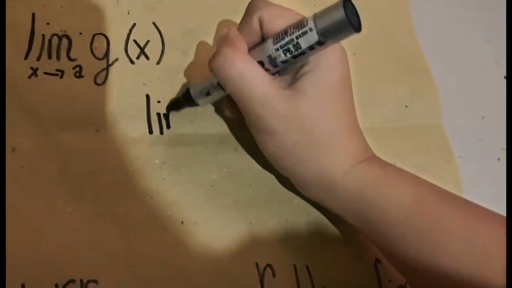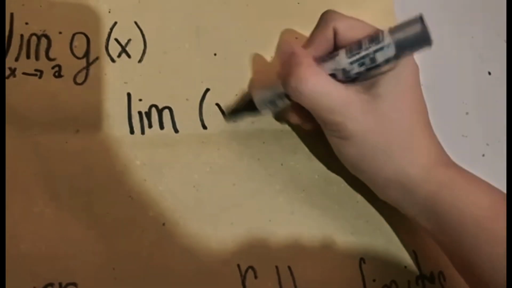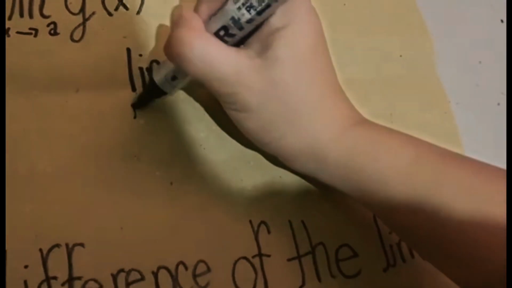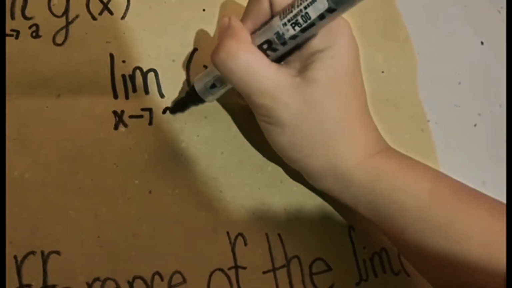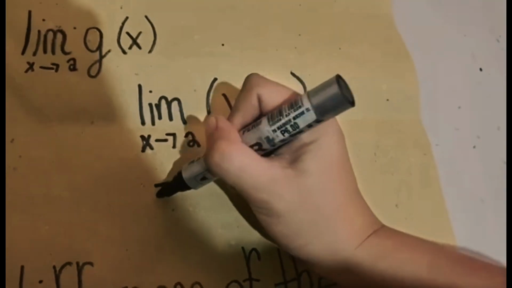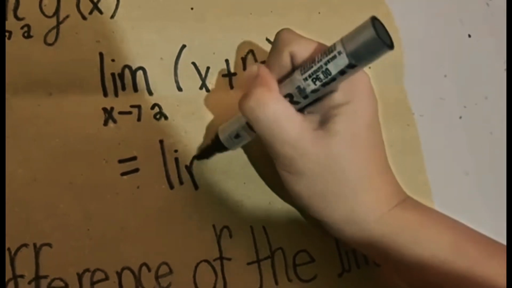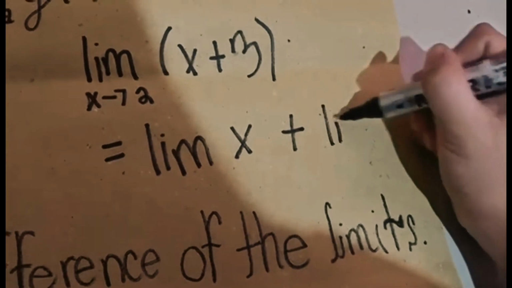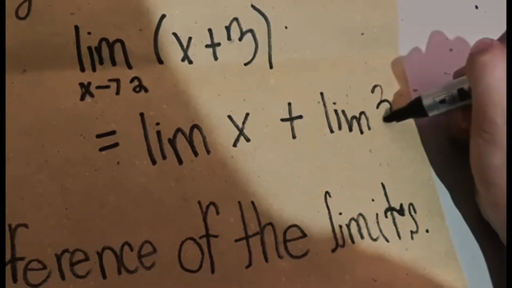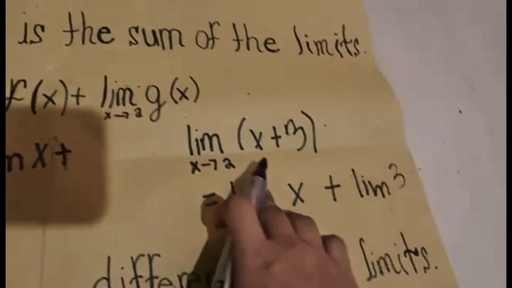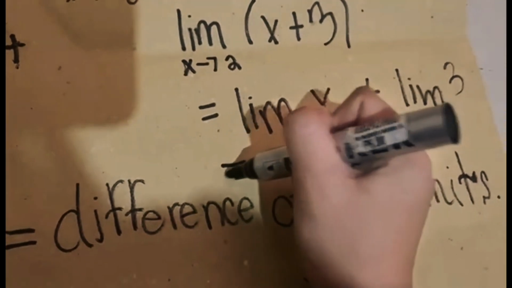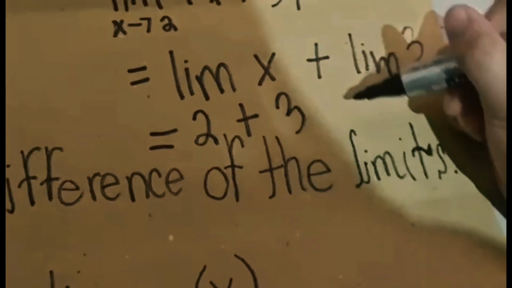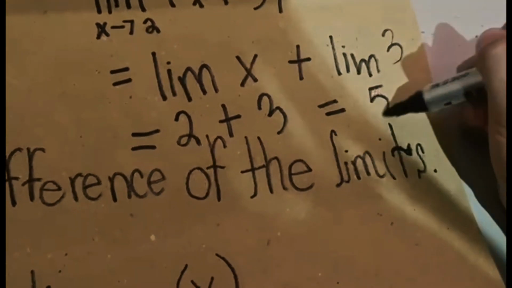Let's have another one. The limit of x plus 3 as x approaches 2 will equal the limit of x plus the limit of 3. Now, the limit of x is 2, so just simply substitute. 2 plus the limit of 3 equals 5.